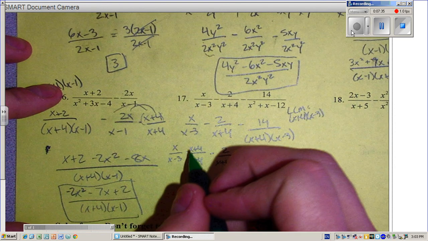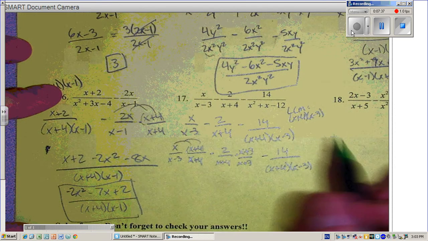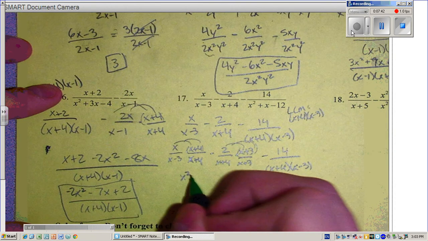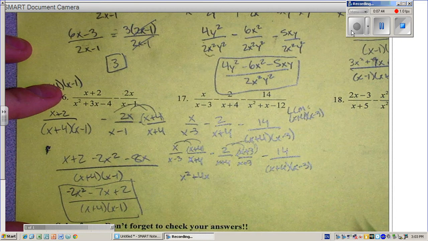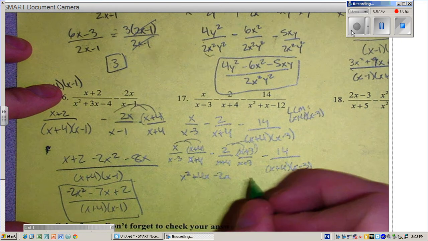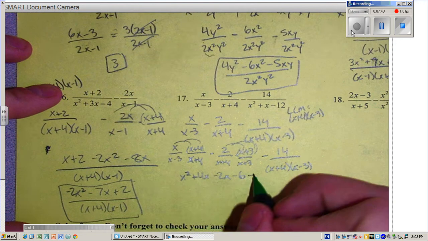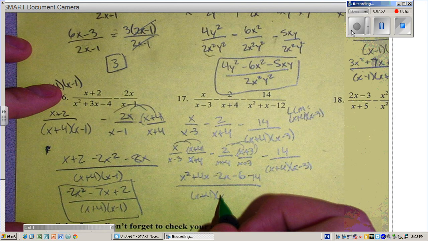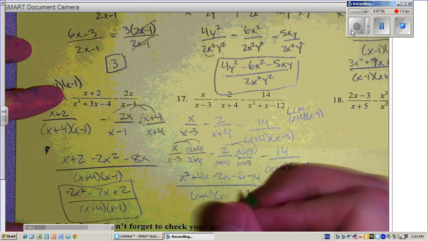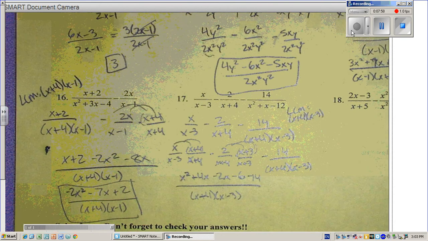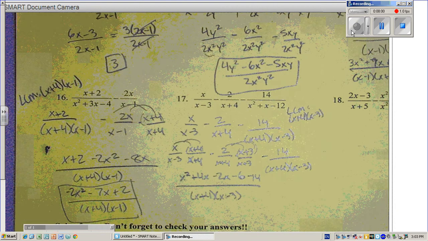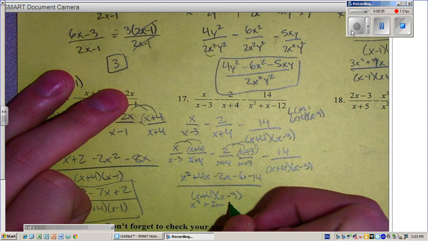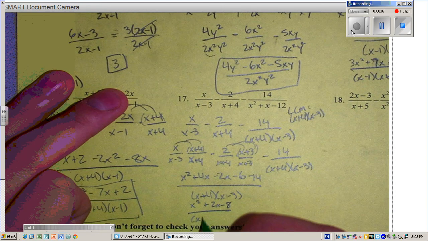Okay, now I need to distribute this x to the x plus 4. I need to distribute this 2 to the x plus 3. And I'm left with x squared plus 4x minus 2x minus 6 minus that 14 all over my common denominator of x plus 4 times the quantity x minus 3. Now I'm going to combine like terms, and I get x squared plus 2x minus 8 over that common denominator.